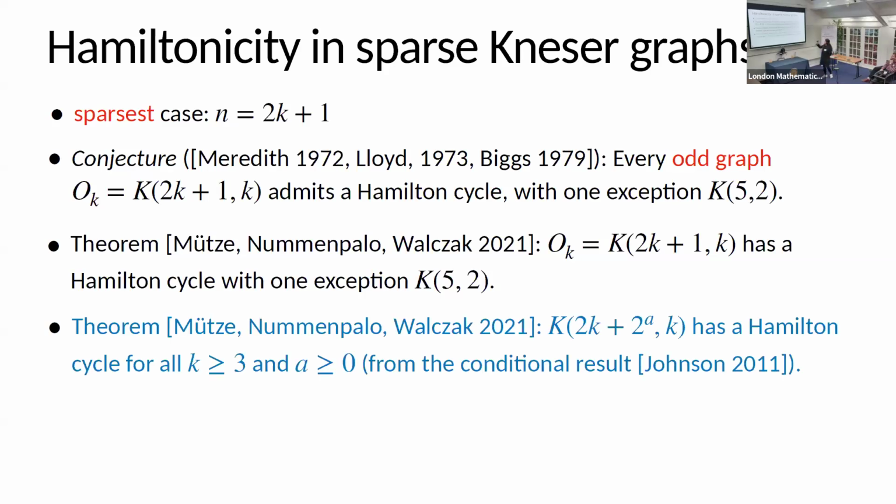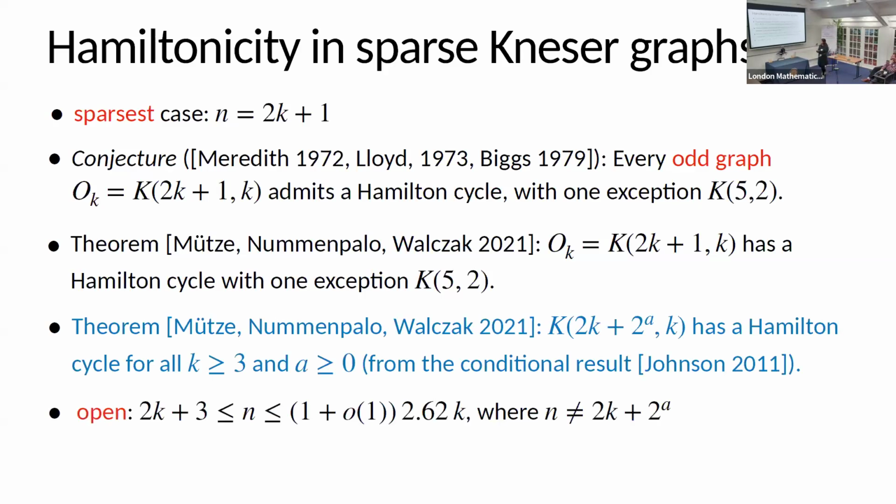And using a conditional result from Johnson in 2011, they also extended this result to the cases when n equals 2k plus 2 raised to a, for all a at least 0. So see, when a equals 1, for the case when n equals 2k plus 2, the graph is Hamiltonian. So this is the best known result from the sparse direction.